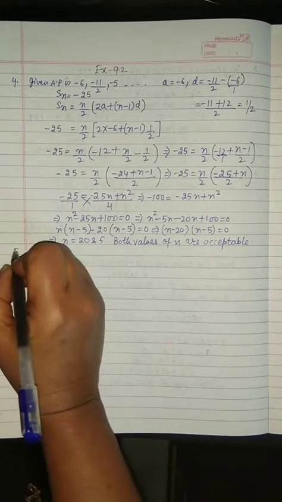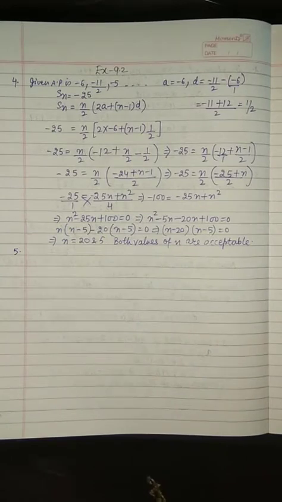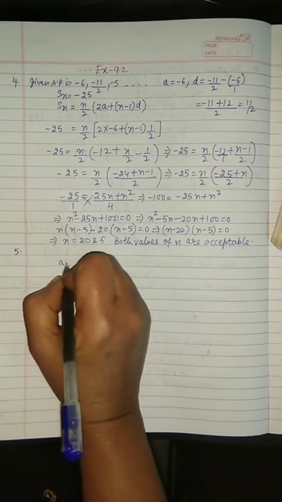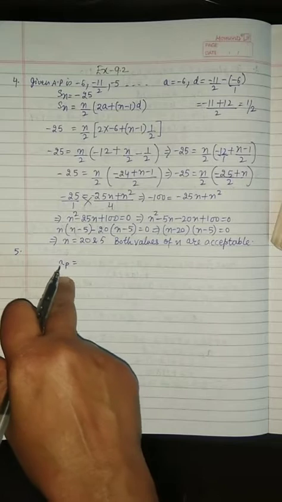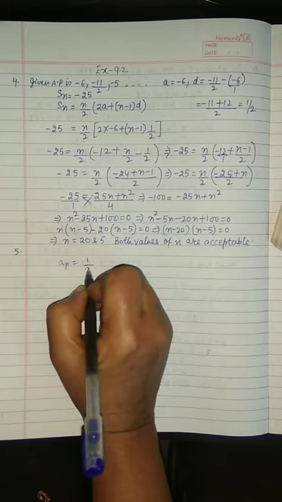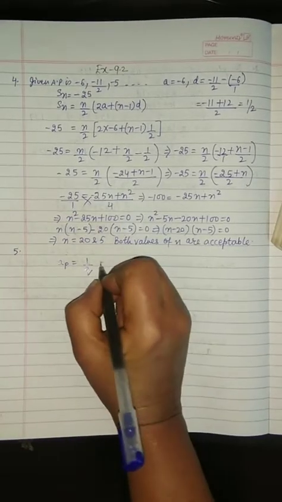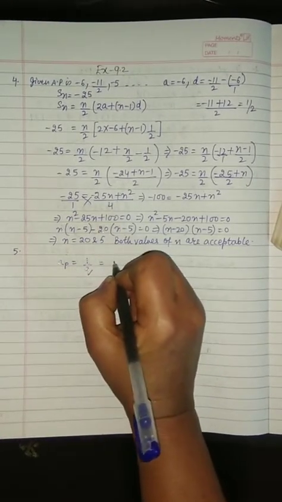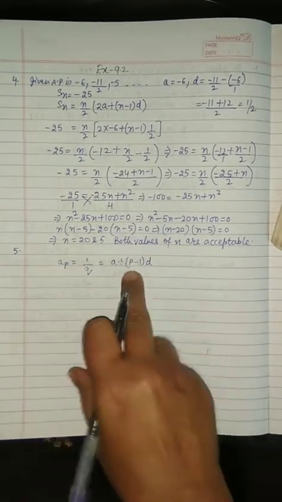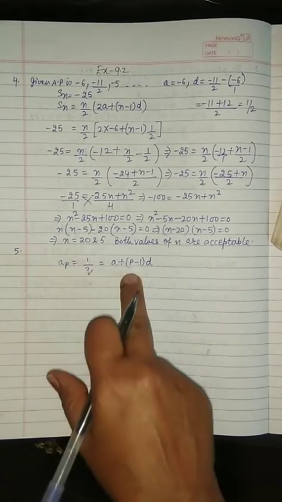Now moving to question number 5. In question number 5 we are given that in an AP the pth term is 1 by q. So we will start the question from the first statement. The pth term is equal to 1 by q. So we are given that the pth term of this AP is equal to 1 upon q. So what will be the pth term? That is a plus p minus 1 d. We will put p here instead of n.